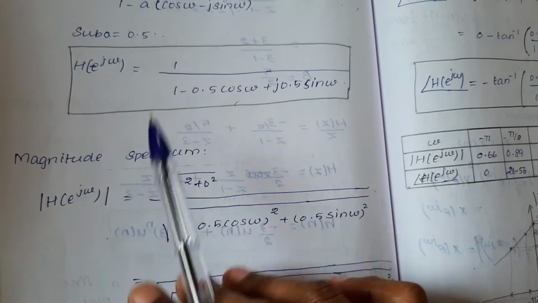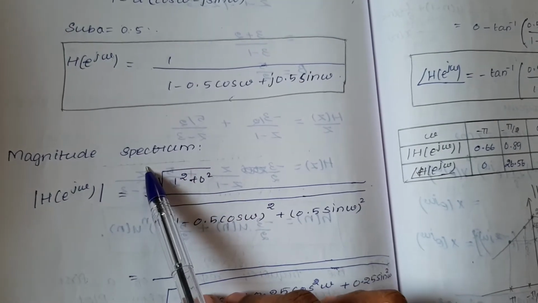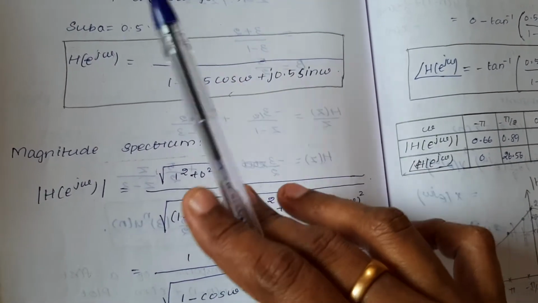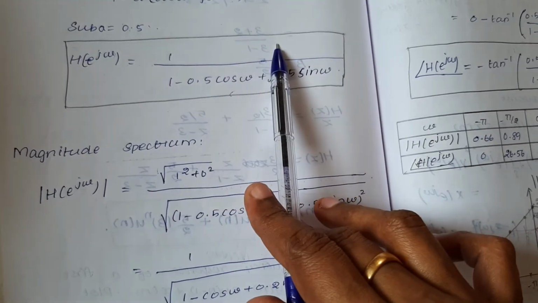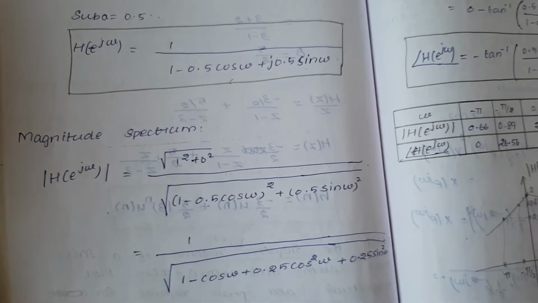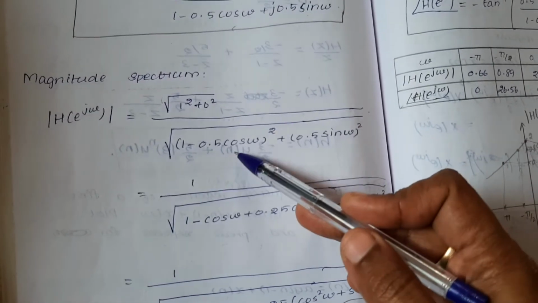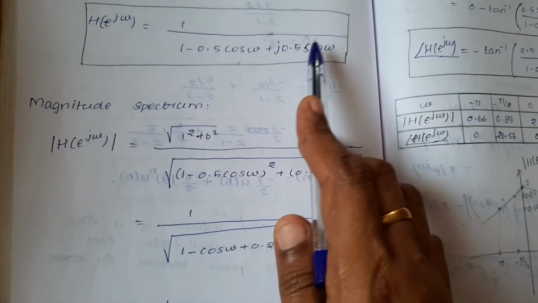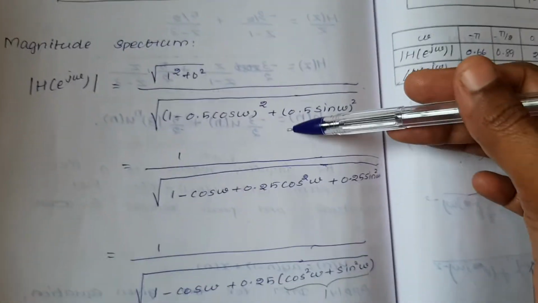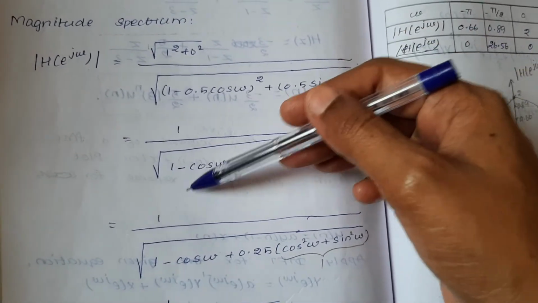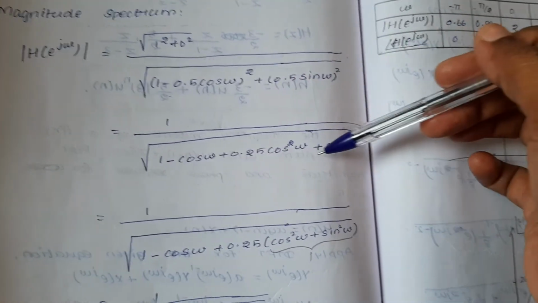And another term they have asked is to find the magnitude response. So what is the formula for magnitude response? In the numerator, root of real part square plus imaginary part square. Here also real part square plus imaginary part square. So here this is the real part square, 1 minus 0.5 cos omega is the real part, and imaginary 0.5 sin squared omega. So take the square, and you will get (a minus b) the whole square is a squared minus 2ab plus b squared. So you will get this term.